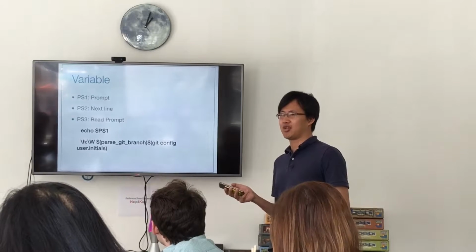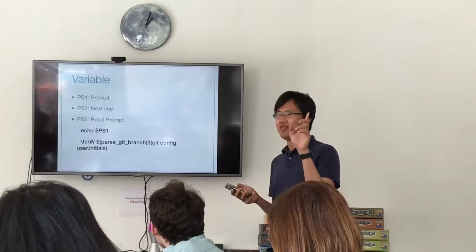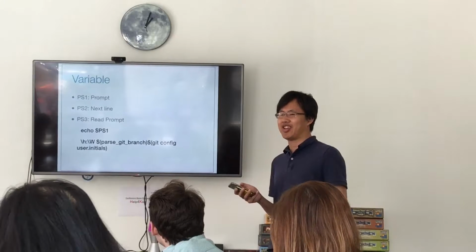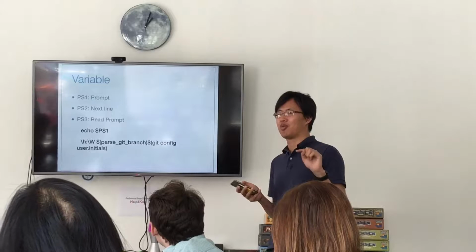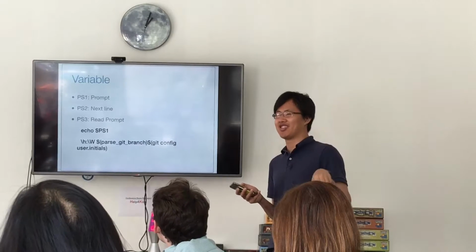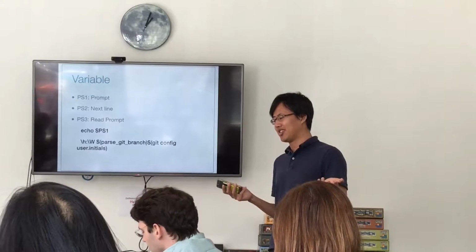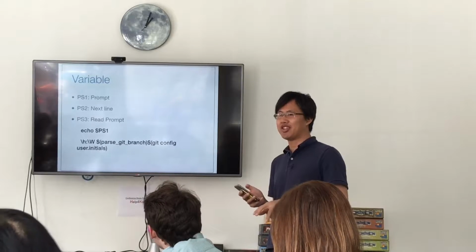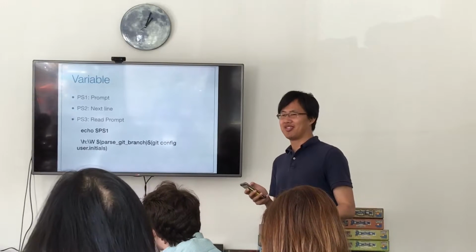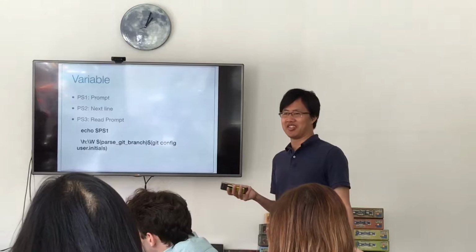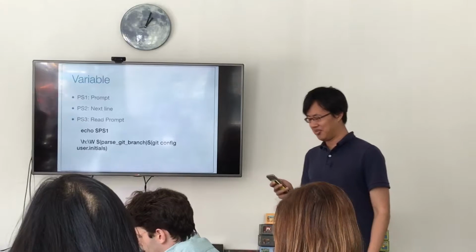So PS2 and PS3. PS2 is the next line. So when you press enter, you go to the next line, and PS2 is the prompt for the next line. Usually this is just an arrow. PS3 is the read prompt. So when you type read, then you get this read prompt. People usually don't change it, but I just barely mention it.